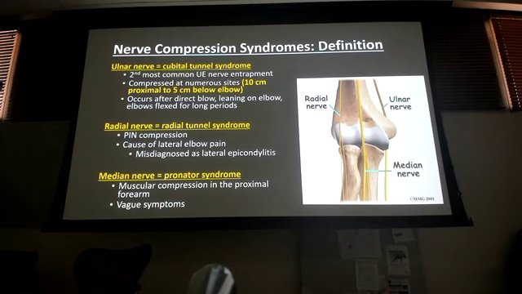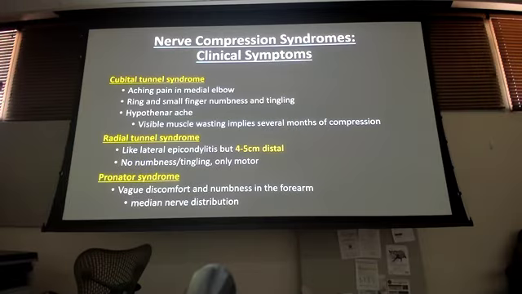And then median nerve, pronator syndrome, muscular compression of the proximal forearm. This one is difficult to diagnose, okay, because it has very vague symptoms. But what nerve are we talking about? The median nerve, okay? So if you're talking about distal distributions, right, dermatomal, myotomal distributions, then you're talking about the median nerve distributions. And again, when you're talking about your sensation, there's very specific patterns of distributions that you guys learned well and did well on in the first block, correct? So now, again, we just keep building on knowledge.